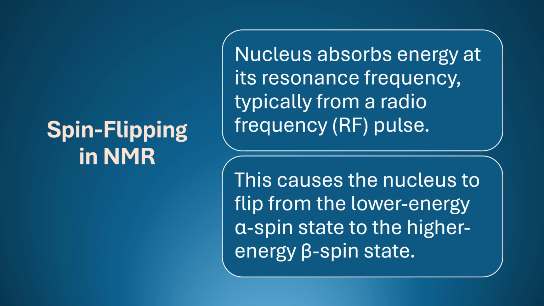Alpha spin state: the nucleus aligns with the external magnetic field, representing a lower energy configuration. Beta spin state: the nucleus aligns opposite to the magnetic field, which corresponds to a higher energy state. This spin flipping process is fundamental in NMR because it generates signals that we can detect and analyze. By studying these signals, we can gain insights into the chemical environment of the nucleus and ultimately, the molecular structure of the substance being examined.